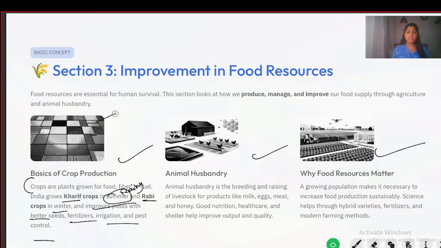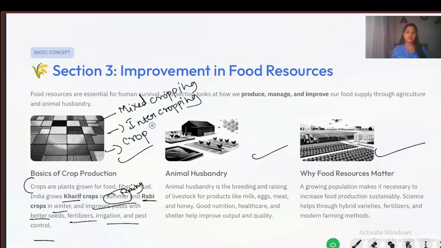So three cropping methods we saw. First one is mixed cropping, second one is intercropping, and third one is crop rotation. Okay, so in mixed cropping, different seeds or different plants are grown in one particular field. Then intercropping, where different crops are grown in rows. Then crop rotation, where, according to the changes, there is seasonal rotation of the plants.